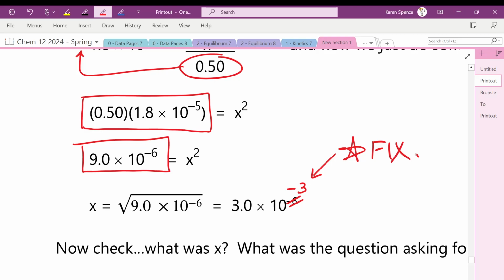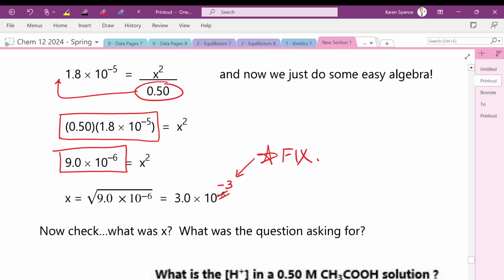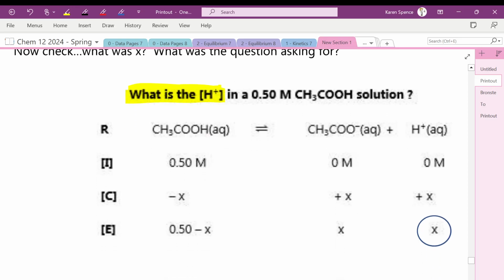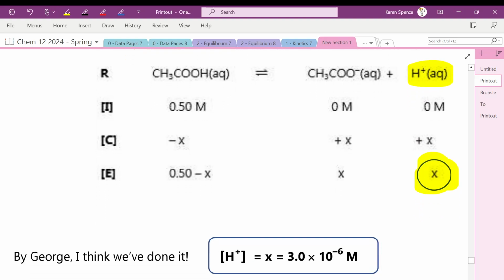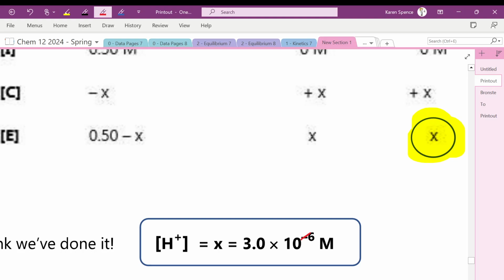As always, when we get to the end of the question and we find an X value, we need to go back and say, what was the question asking for? What the heck is X? So here's our question. I just copied it here. It's asking, what is the H plus concentration? And what the heck was X? How handy. X is the H plus concentration. So we're good. So we can just say that the concentration of H plus is equal to X is equal to 3 times 10 to the minus 3 molar. Okay, so again, I need to fix that.